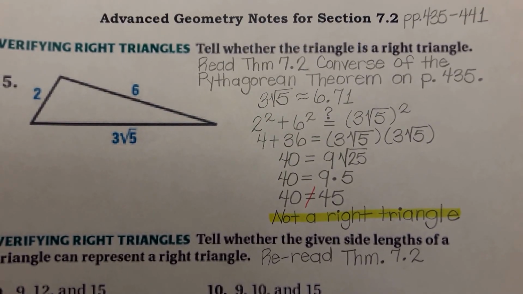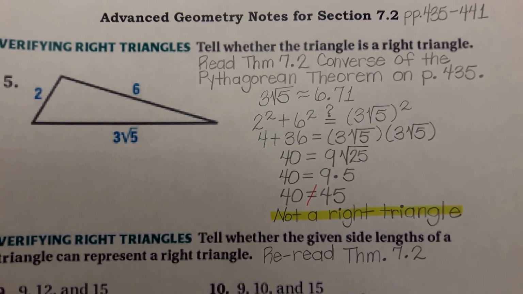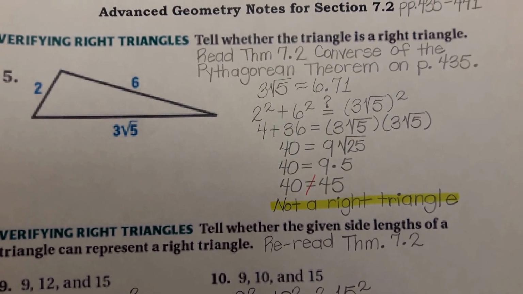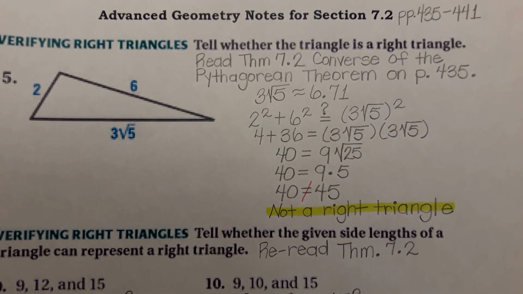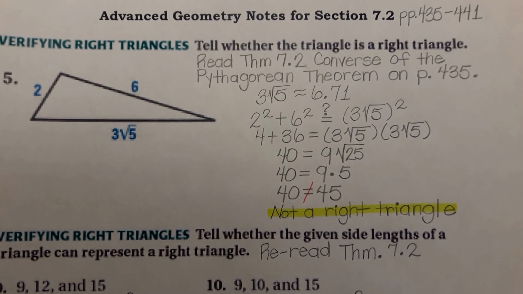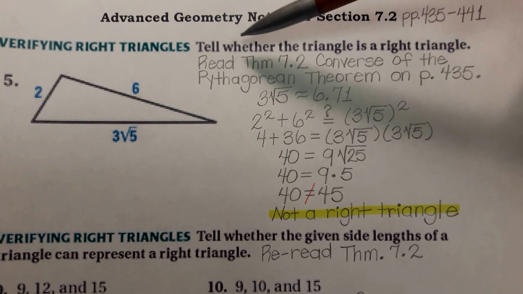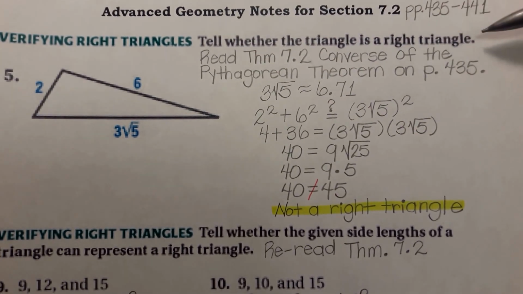Hello class. Today we will be going over section 7.2, use the converse of the Pythagorean theorem. Turn to page 438 and look at number 5. Number 5 says, tell whether the triangle is a right triangle.